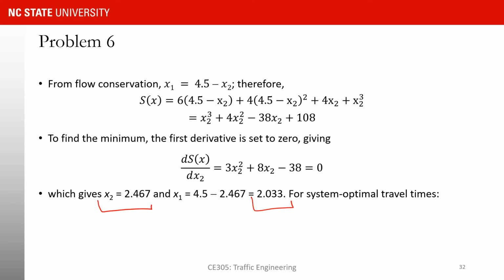And if you find the travel times, you're going to see that they are different. So travel time on route 1 is going to be 14.13 minutes, on route 2 is going to be 10.08 minutes. And if I compare system travel time under system optimal and user equilibrium, we're going to see the difference, and that's on the next slide.